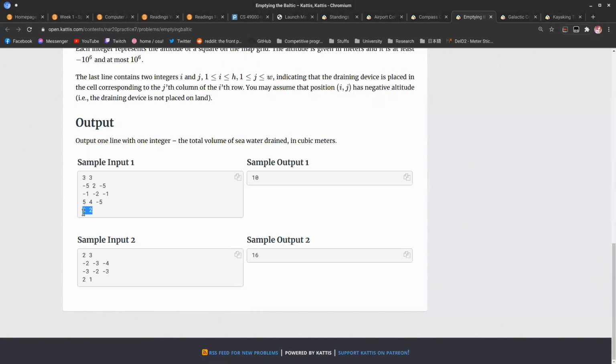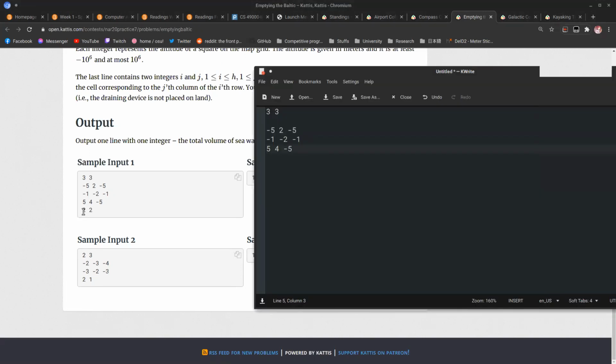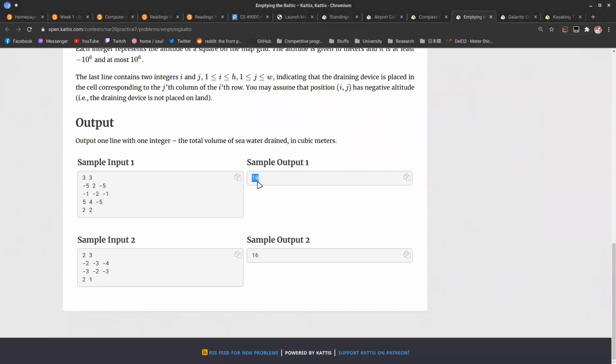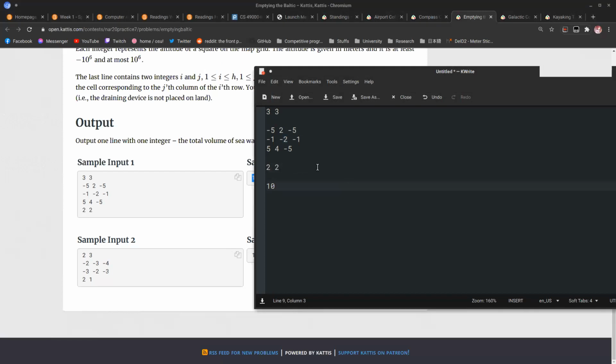You will have a suction device at one of the squares. For this test, the suction device lies at square 2, 2, which means it lies at this square. You want to continue sucking from this square, and you want to know how many meters of water you can suck. For this test, the amount of water it can suck is 10. To explain this, first of all, it will suck 2 from this square.